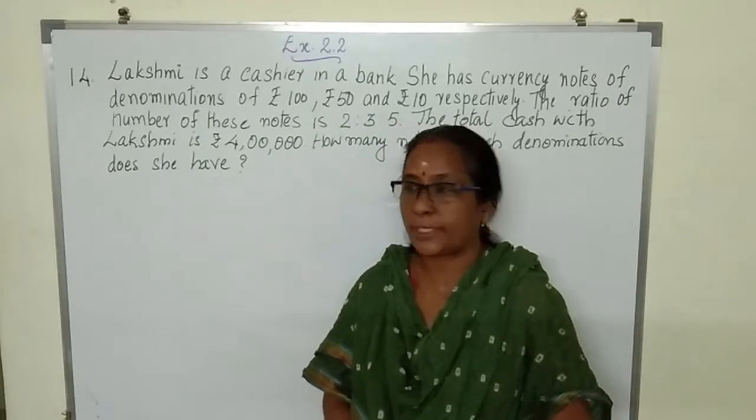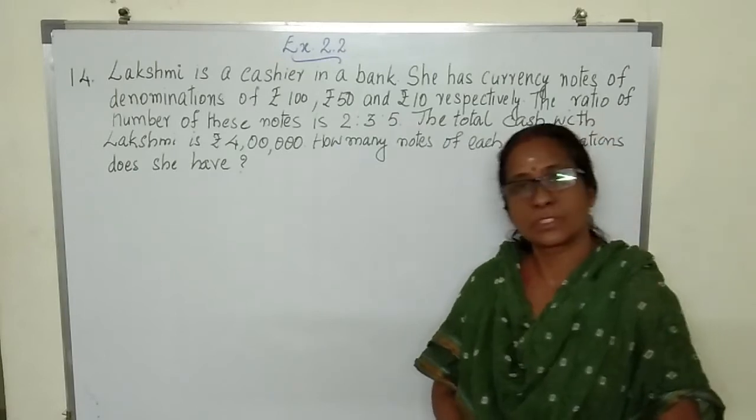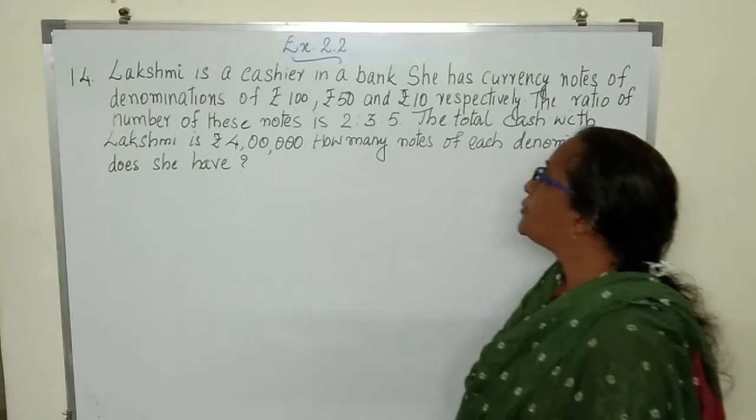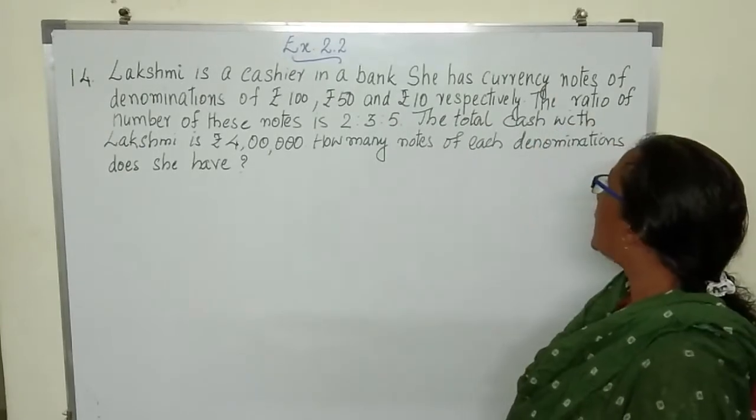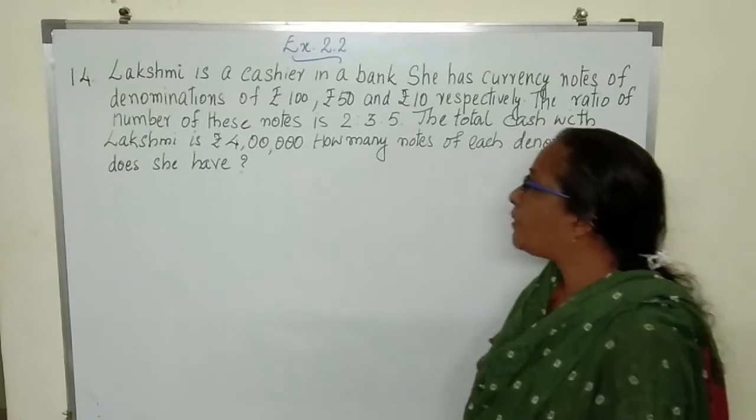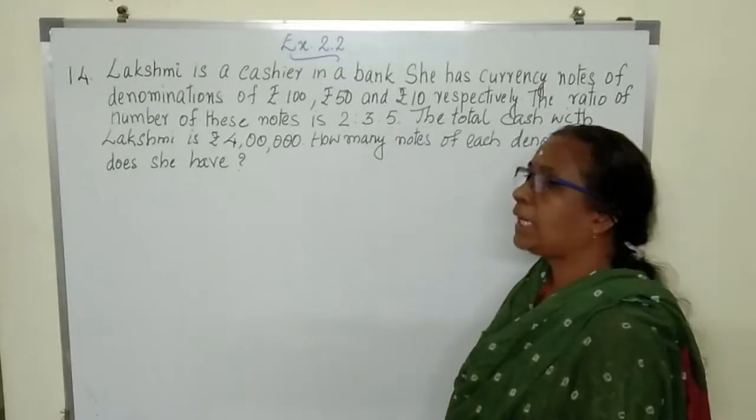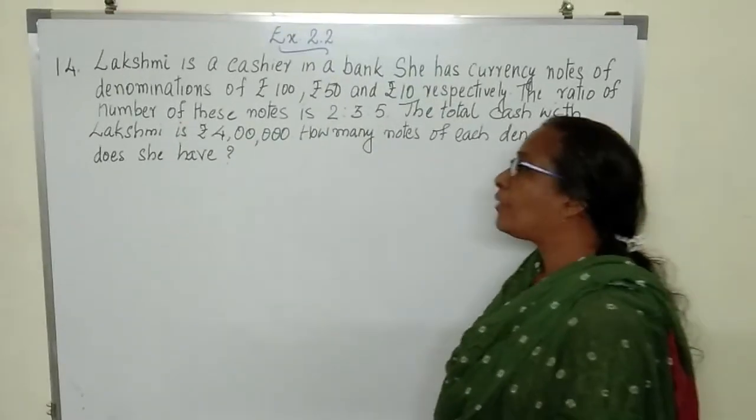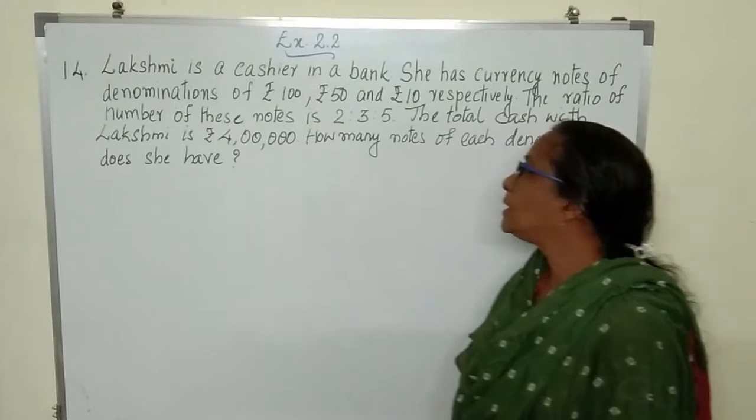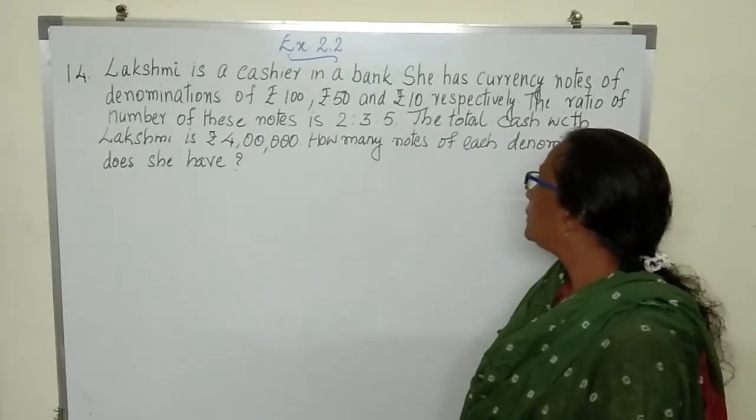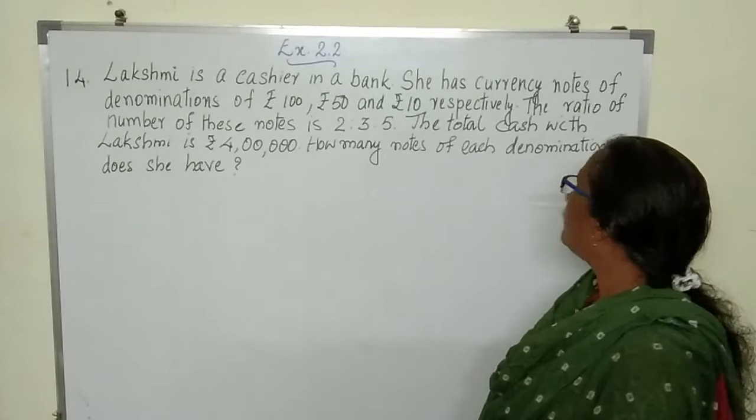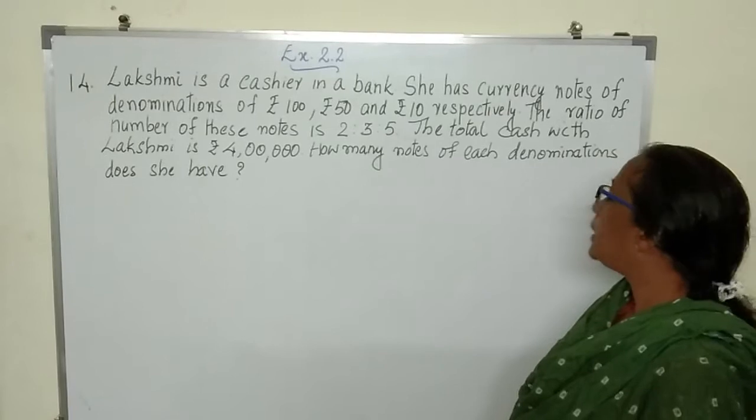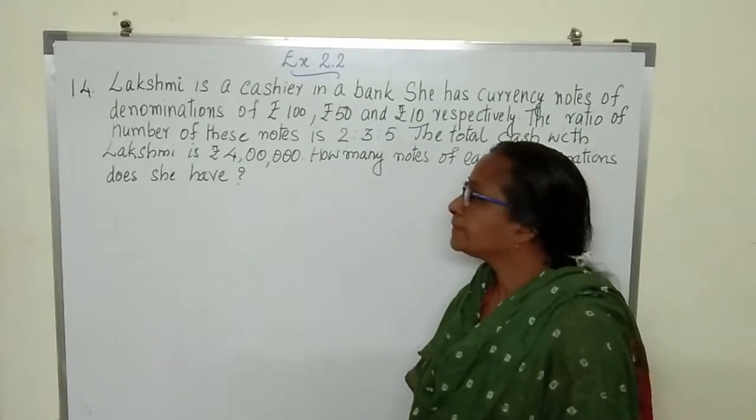Question number 13. Today we will start with question number 14. Let us read the question. Lakshmi is a cashier in a bank. She has currency notes of denominations of rupees 100, rupees 50 and rupees 10 respectively. The ratio of numbers of these notes is 2:3:5. The total cash with Lakshmi is rupees 4 lakhs. How many notes of each denomination does she have?